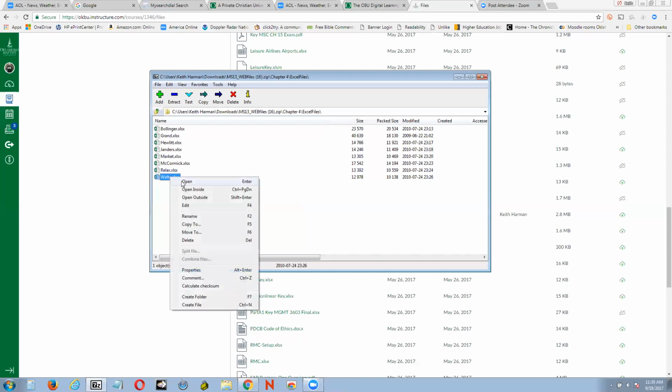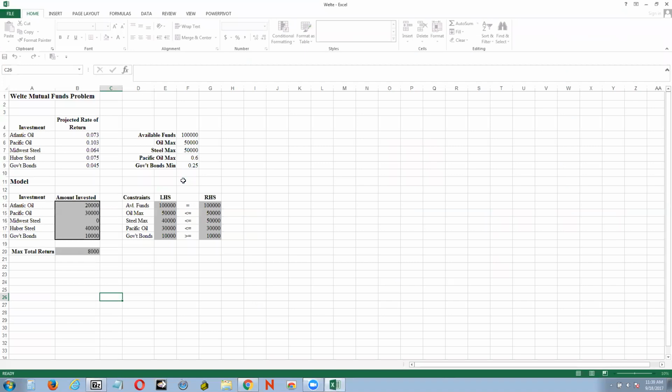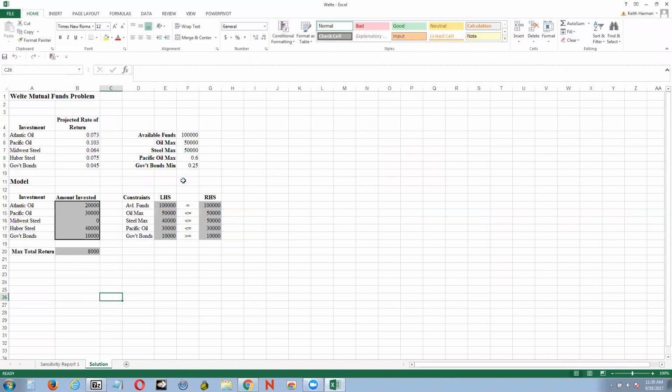And we're going to look at Welty. We'll open it for just a minute. Welty starts over on page 161. This is a mutual fund company, and again, they're trying to build a portfolio, with rates of return and the optimal selection of the items for that portfolio. What you'll see is a projected rate of return for a set of investments.